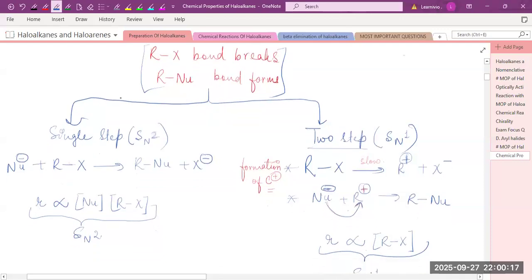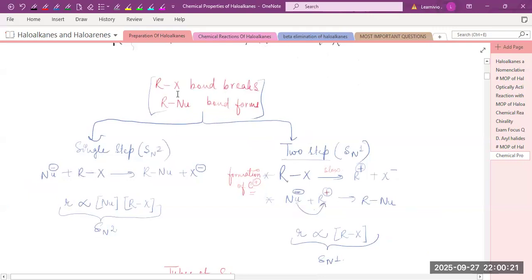Now, let's understand the types because this is very, very important. When the RX bond breaks and the R-Nu bond forms, on the basis of these two, the cleavage of bond and the formation of bond, there are two types of nucleophilic substitution reaction.